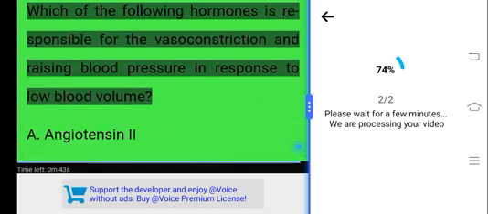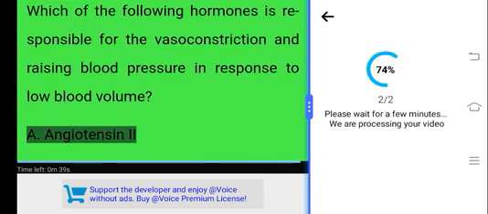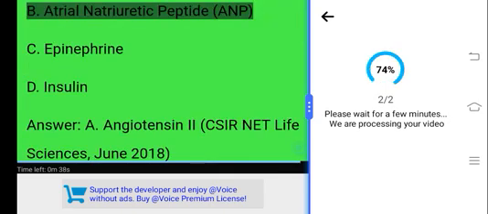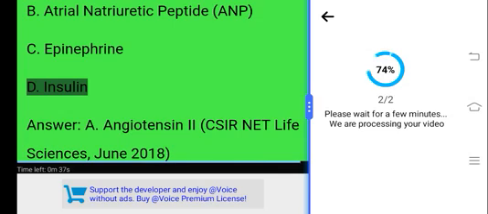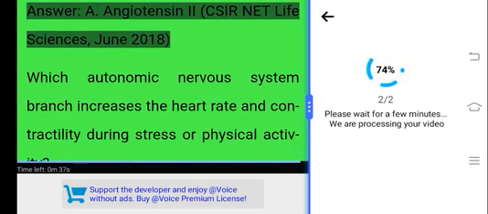Previous year questions. Which of the following hormones is responsible for the vasoconstriction and raising blood pressure in response to low blood volume? A. Angiotensin II. B. Atrial natriuretic peptide, ANP. C. Epinephrine. D. Insulin. Answer. Angiotensin II, CSIR Net Life Sciences, June 2018.